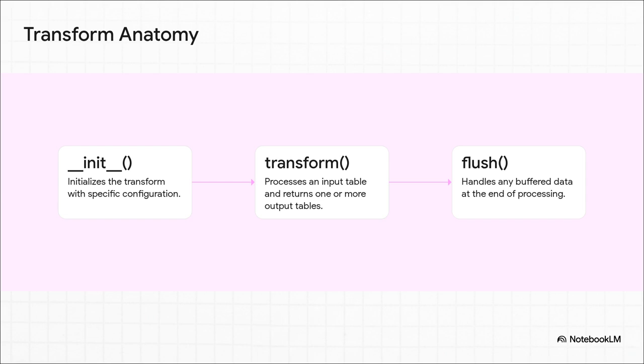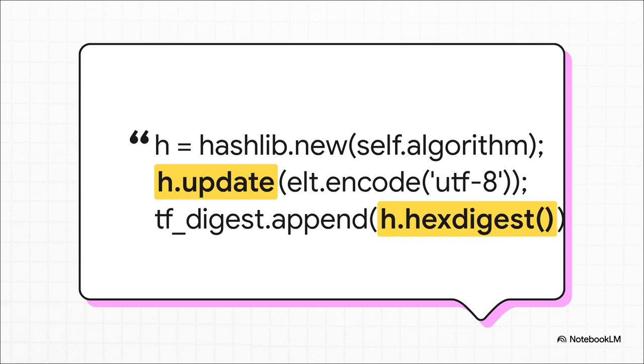And finally, flush, which is just a little cleanup step for anything that's left over at the very end. It's such a simple, elegant pattern, but man, is it effective. Okay, so that's the theory. But let's look at some actual code so this isn't so abstract.